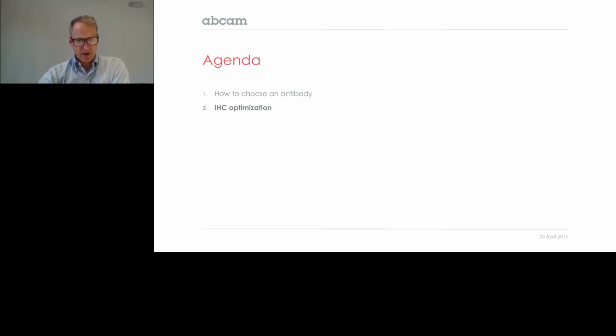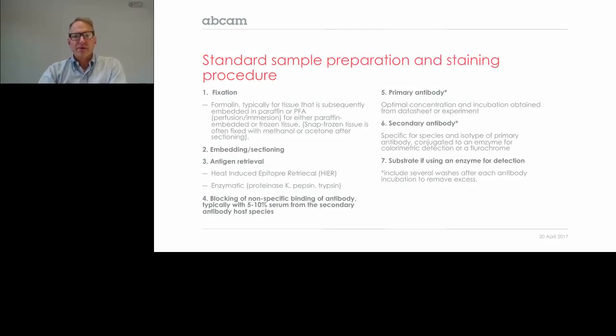And so now we've covered how to choose an antibody, we're going to move on to IHC optimization. And this is a pretty busy little slide here showing the basic protocol that one would use to stain a tissue section, and specifically a section of paraffin embedded tissue or frozen tissue. You're starting off with the fixation step first of all for the sample, and then you're moving on to embedding and sectioning, and those first two steps are critical.